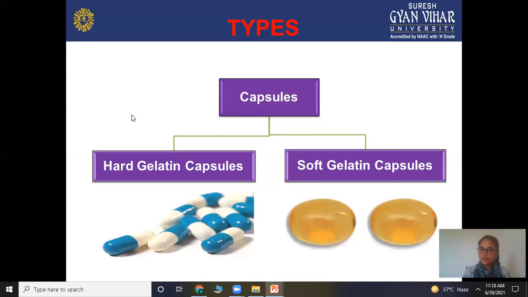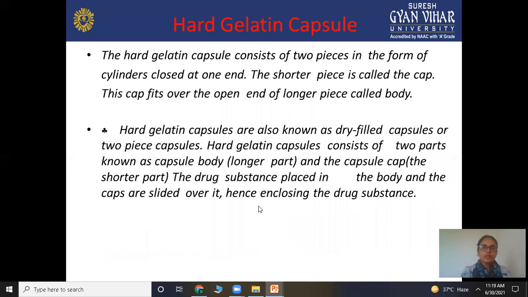Next, in the types, capsules are hard gelatin capsules and soft gelatin capsules. You can see the picture of the hard and soft gelatin capsule. A hard gelatin capsule has a body and a lower part, and you fill your medicament material in the hard shell. Soft gelatin is made from soft gelatin material and is flexible, and it contains medicament inside the soft gelatin capsule. It is not divided into two parts, body and lower part. So these are the two types of capsule, soft and hard.